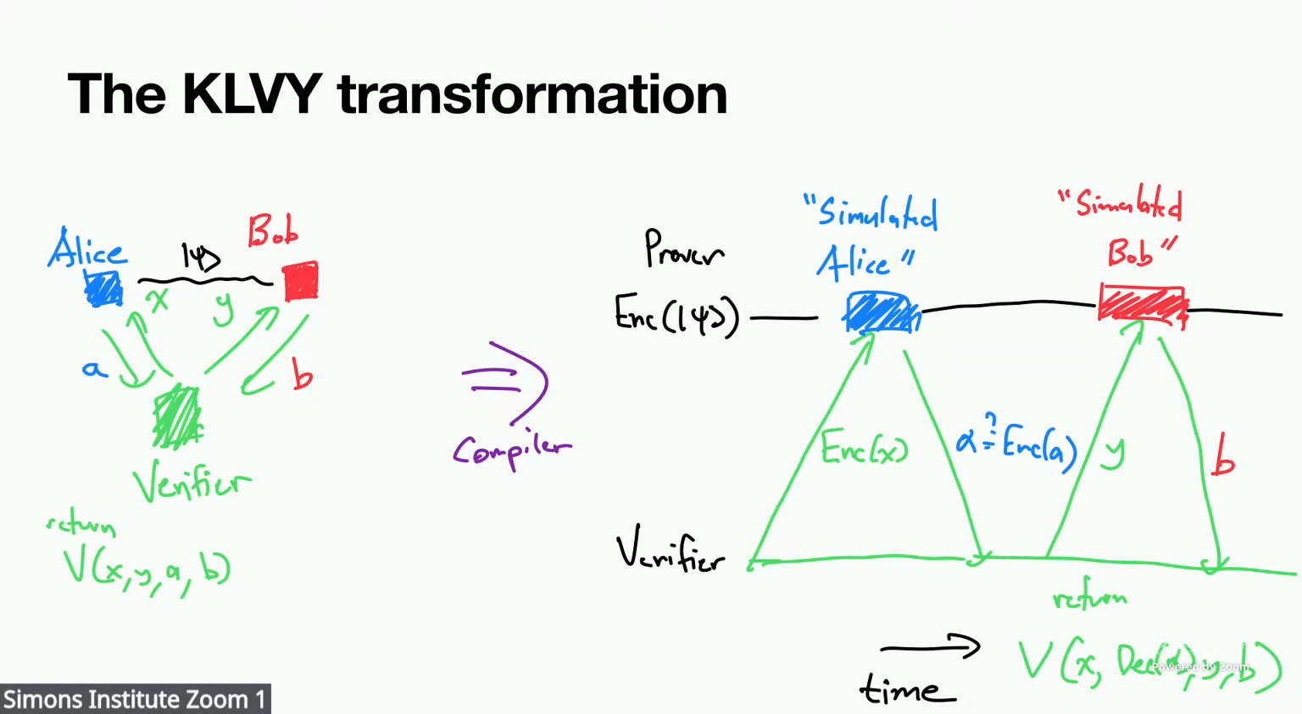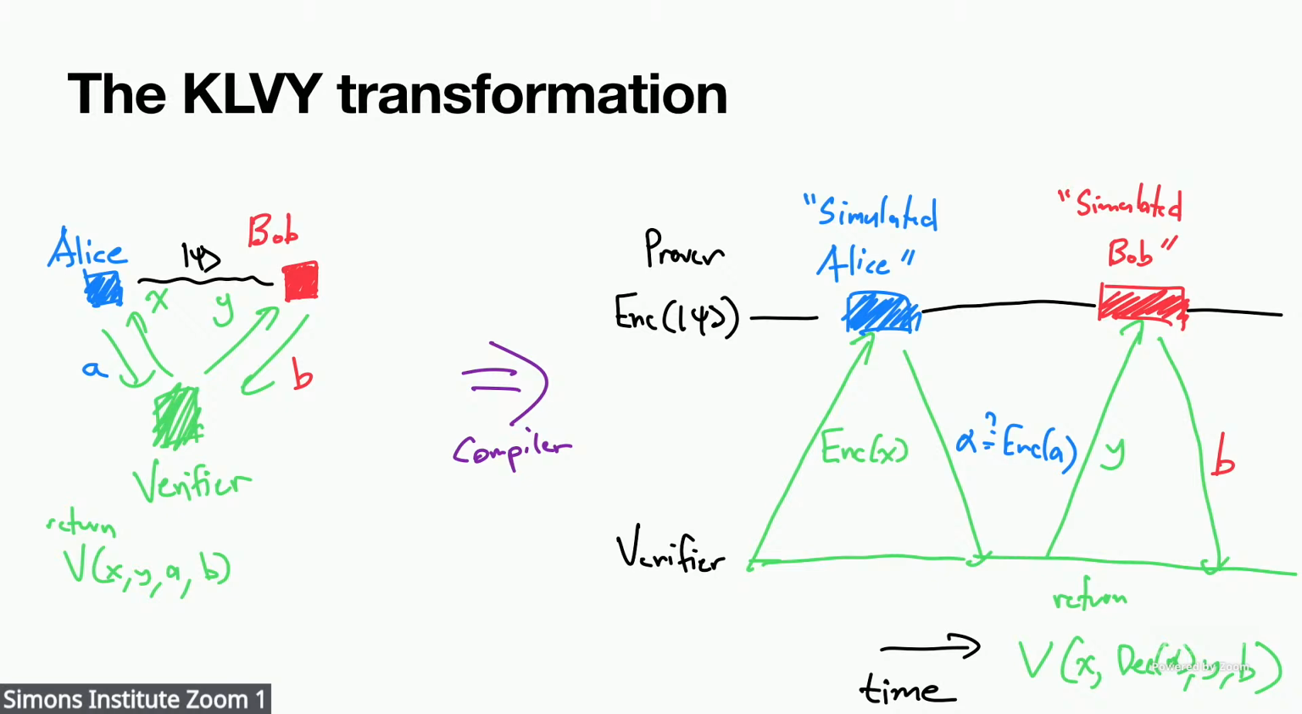And finally, what is the verifier going to do? It's going to return the same function V, but apply it to X, the thing that was encrypted to send to Alice, the decryption of the response alpha that you got from the prover, and Y and B. So you're basically just decrypting where necessary and checking: did this pass the check from the two-prover protocol?